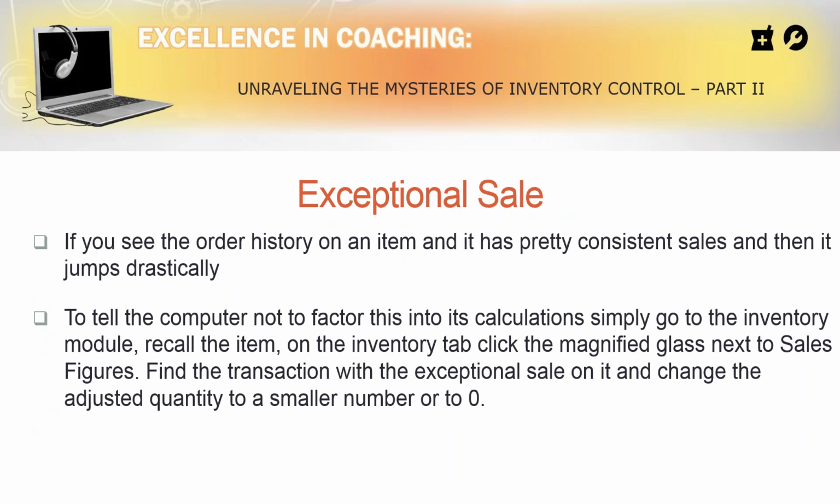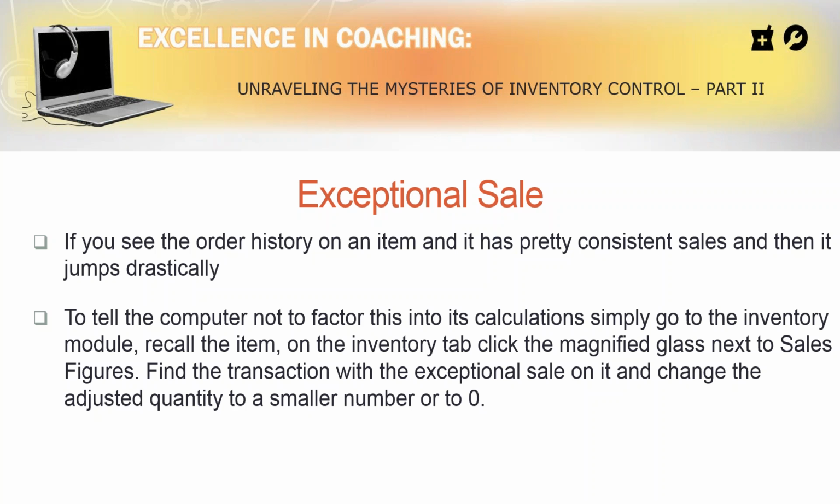And then another one is an exceptional sale. Okay, if you see order history on an item and it's been pretty consistent, and then all of a sudden it jumps drastically, whether it's up or down, it's most likely an exceptional sale. Now, to tell the computer not to factor this into the calculations, you're going to go into the inventory module, recall that item. On the inventory tab, click the magnifying glass next to the sales figures, find the transaction with the exceptional sale on it, and change the adjusted quantity to a smaller number or to 0.